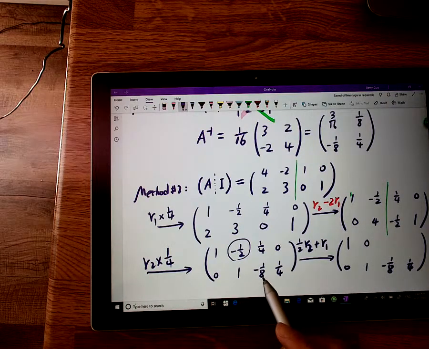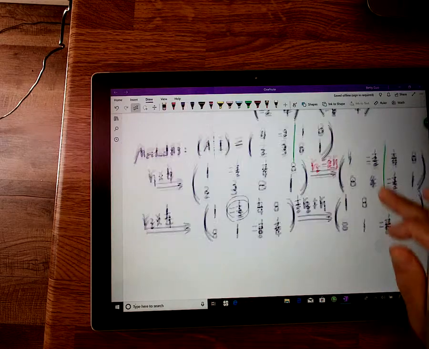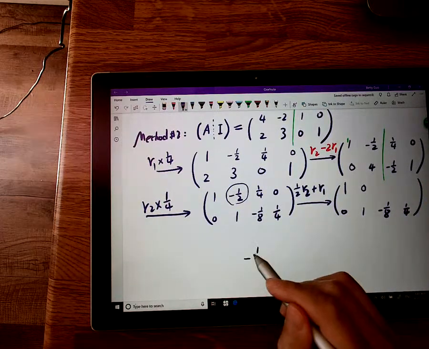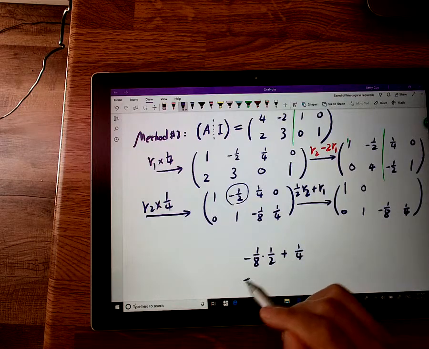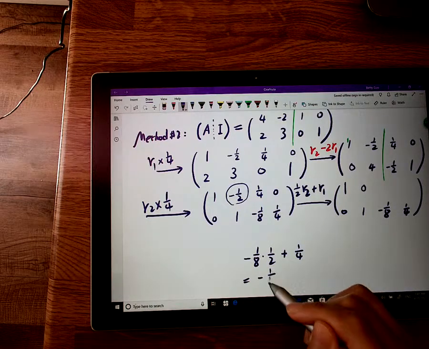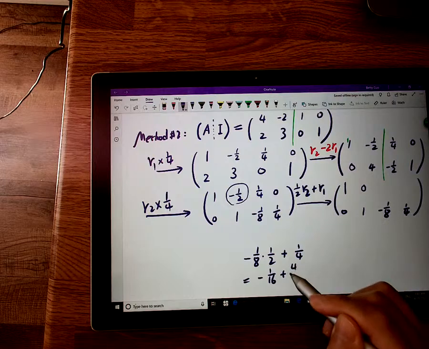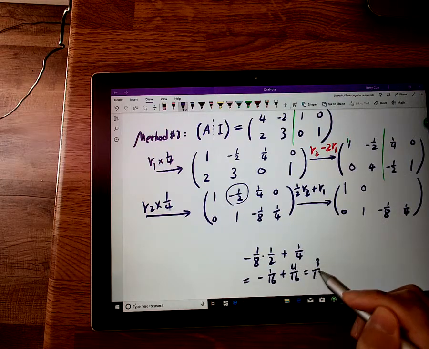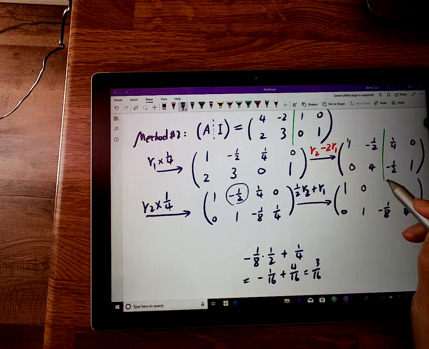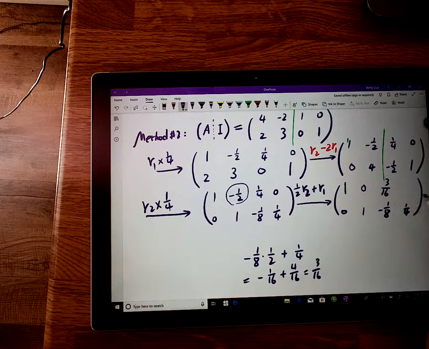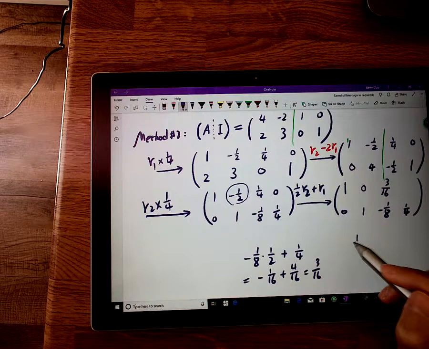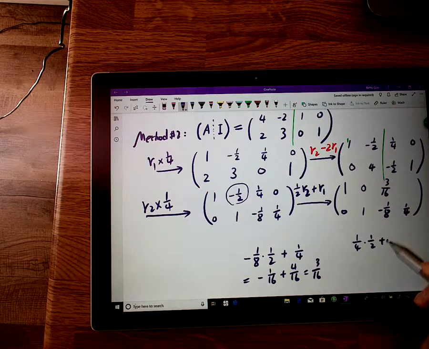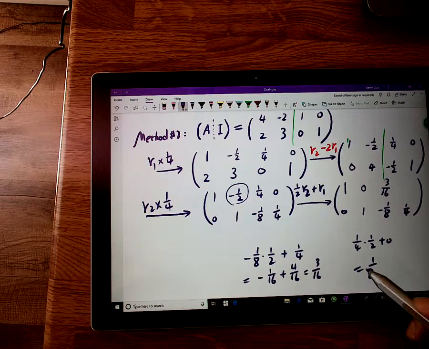Negative 1 over 8 times half, negative 1 over 16. Yeah, maybe you need a scratch paper here. Negative 1 over 8 times half, and plus 1 over 4. And that gives us negative 1 over 16 plus 1 over 4, and 1 over 4 is 4 over 16. So that is 3 over 16. And 1 over 4 times half, plus 0. That is 1 over 8.